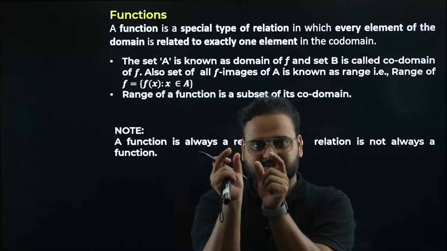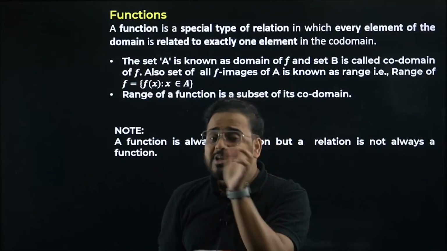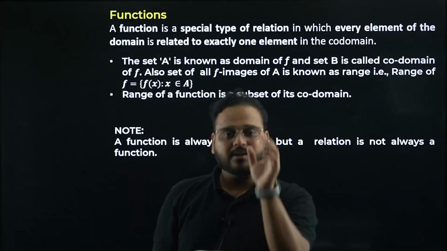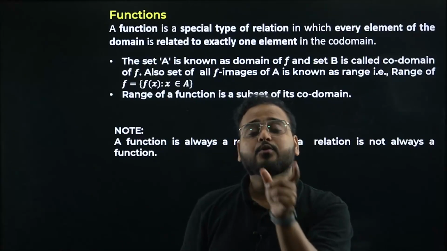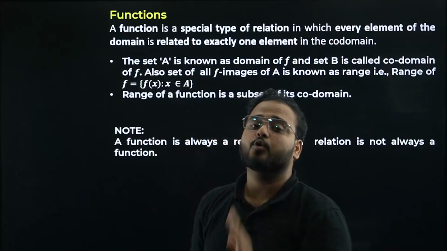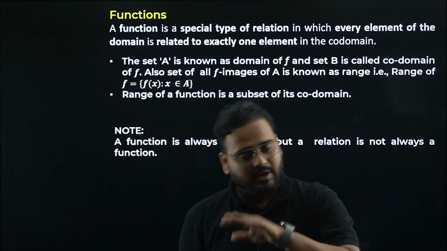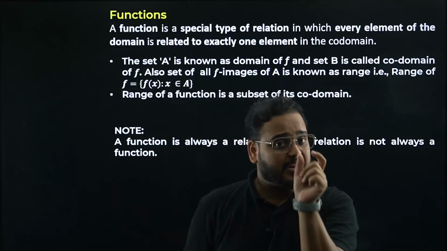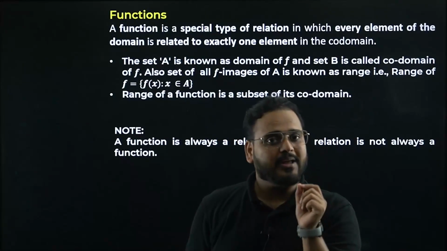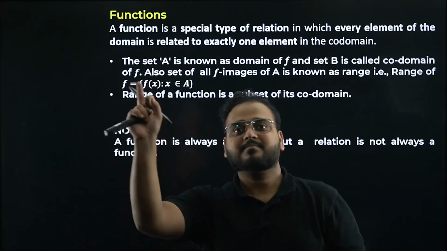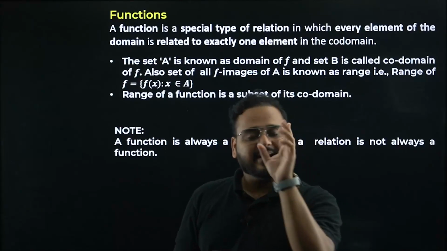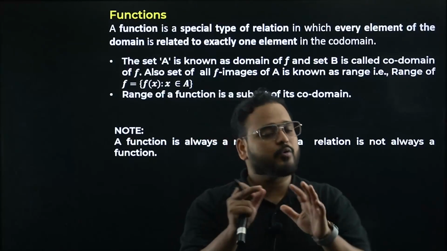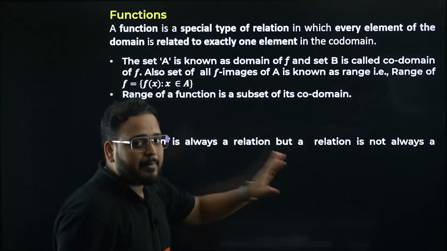A function is a relation which has unique mappings between the domain and the codomain. For every element in the domain, you have a unique mapping in the codomain. What is the meaning of mapping? In easier words: for every element, and the word every is very important, every element in the domain, there exists a unique element in the codomain. This means one element in the domain cannot have two elements in the codomain. It might look confusing, don't worry, I'll show you the mappings later, but right now understand this.